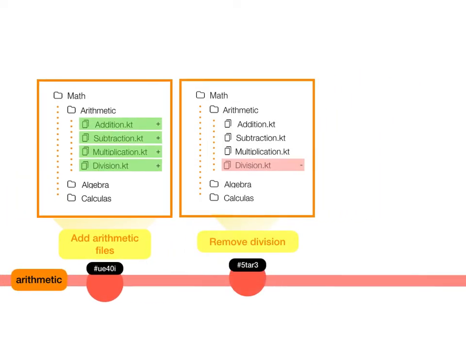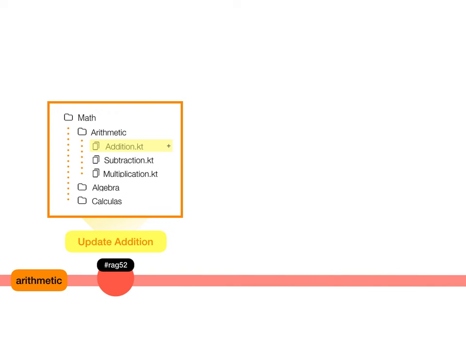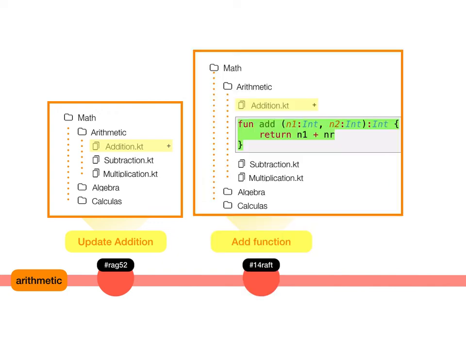The additions are not the only thing captured. We also capture removals and also updates to the file system. Cool. So far we only have added files, but we haven't implemented any code. So let's take a look at how that's going to be done. On the addition Kotlin file, I'm going to add a function. Hopefully this is pretty straightforward. I'm just adding 2 numbers and returning its value.